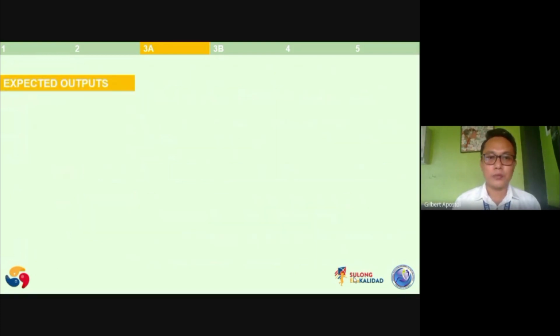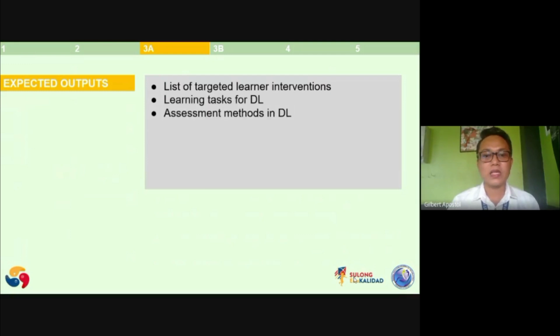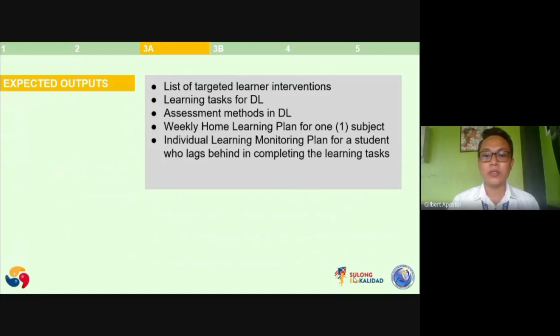So what are the expected outputs for Module 3A? We will be preparing a list of targeted learner interventions, the learning task for DL, assessment methods in DL, a weekly home learning plan for one subject, the individual learning monitoring plan for a student who lags behind in completing the learning tasks, LAC3 teacher engagement report, and LAC3 session report.